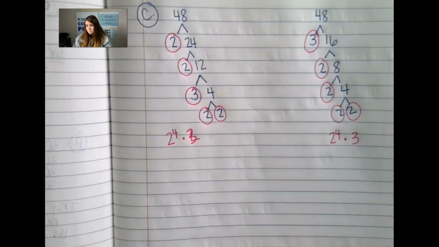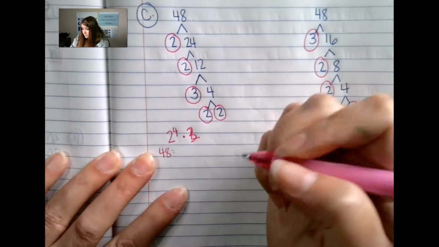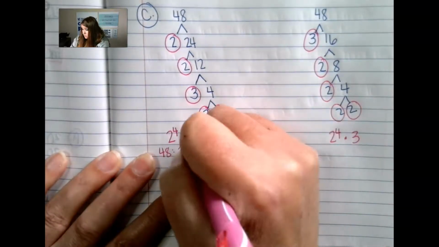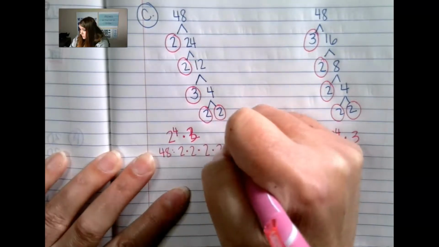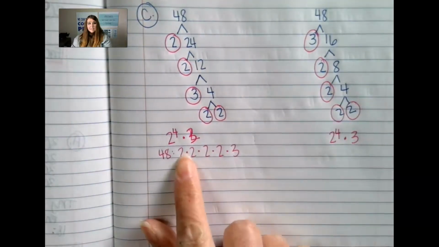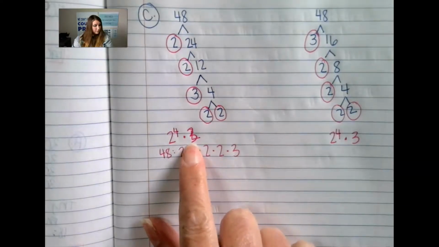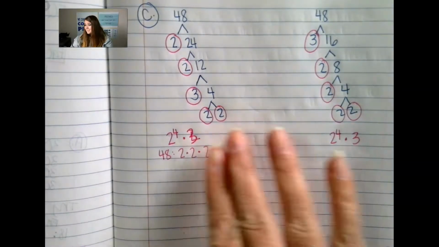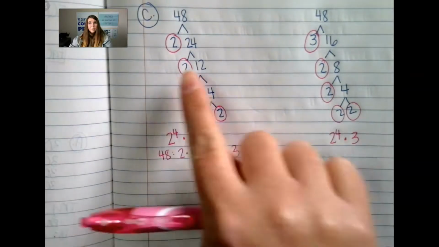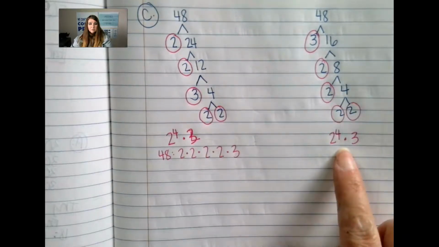So in order to make 48, in a prime factorization, I multiply 2 times 2 times 2 times 2 times 3, or I can condense it all down to 2 to the 4th power times 3. Again, same number, but there are many ways to arrive at your final answer.